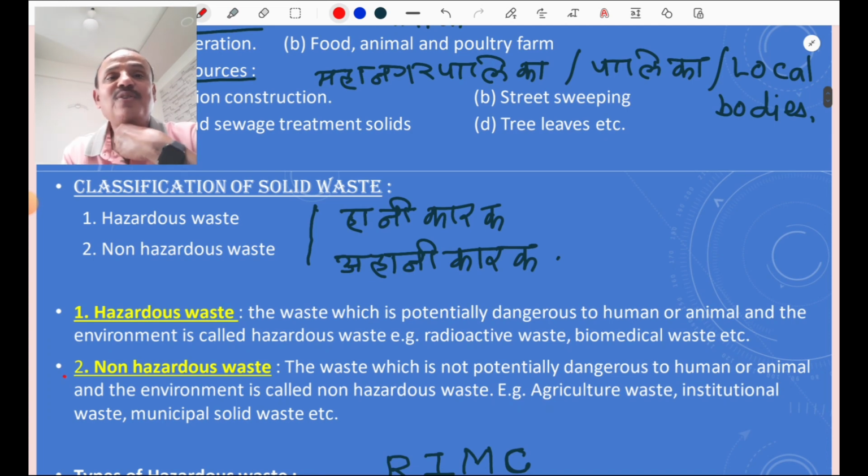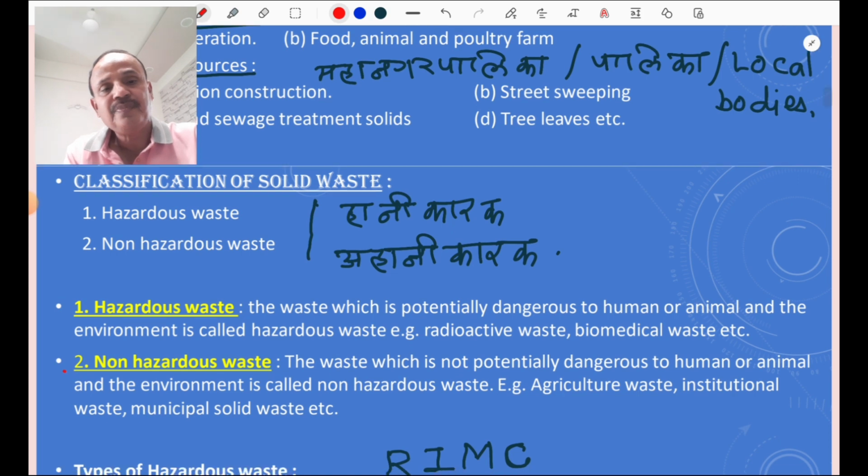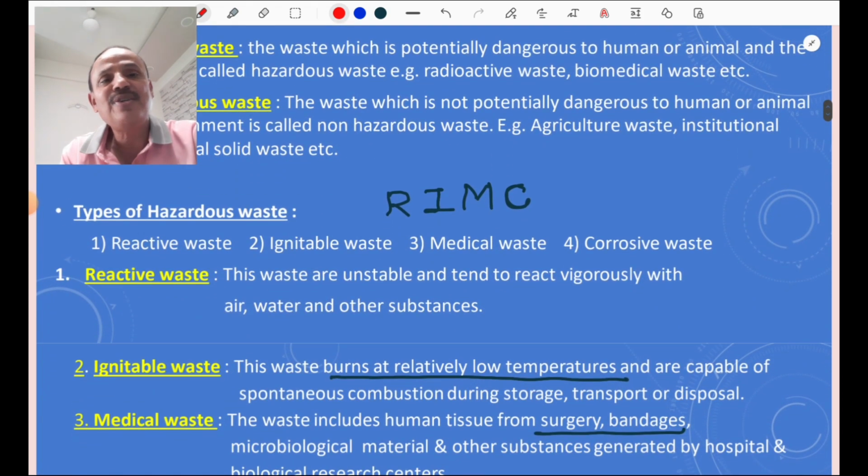Then we are going to classify the solid waste as hazardous waste and non-hazardous waste. Name itself indicates, hazardous means it is very dangerous to the human or animal or environment, and non-hazardous means it is not so dangerous to the human, animal as well as environment. Then we are going to discuss the types of hazardous waste: reactive waste, ignitable waste, medical waste as well as corrosive waste. These are the types of hazardous waste.